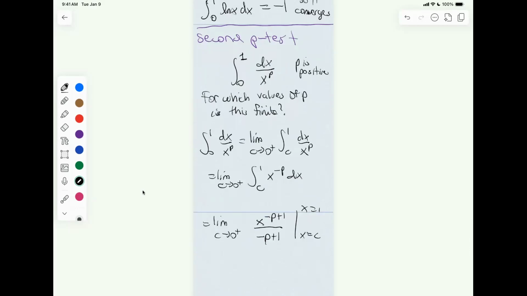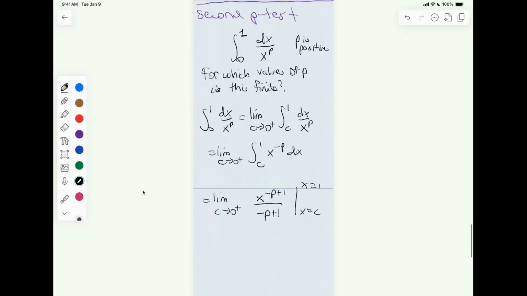At 1 there's nothing too much to say, you just plug it in, and then you get the limit as c approaches 0 of 1 over 1 minus p, minus c to the 1 minus p over 1 minus p. It's nicer to write that because 1 minus p looks more clear. Okay. So far, so good. Is that making sense?